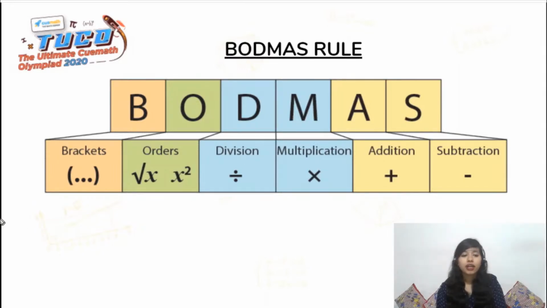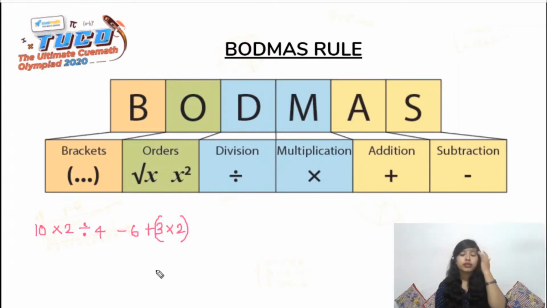Let's say I take 10 times 2 divided by 4 minus 6 plus 3. Let me include one more thing here, that is times 2. Now if you notice, there is a parenthesis here which is supposed to be done first. And we know that 3 times 2 gives us 6.